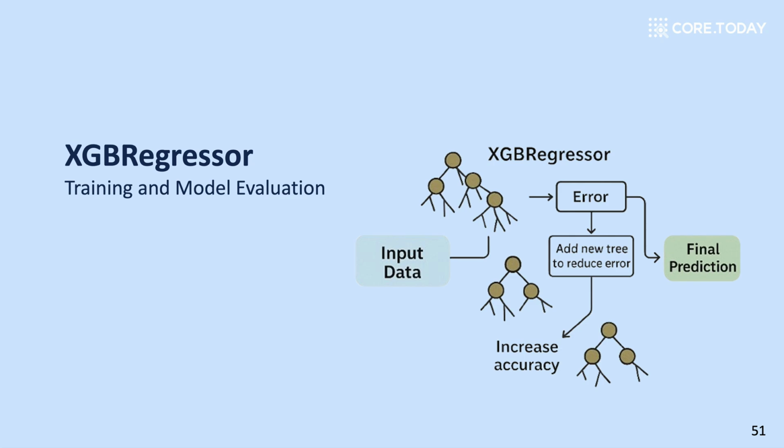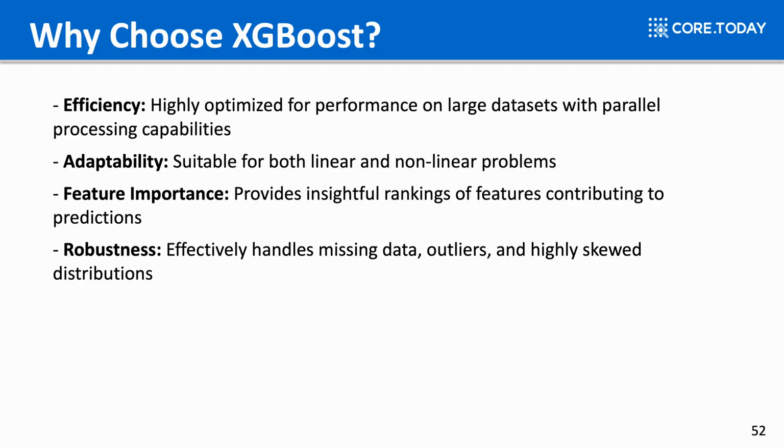Now, we transition to a more powerful regression method, the XGBoost regressor. This model addresses many limitations of simpler models like KNN by efficiently handling high dimensional data and providing better interpretability through feature importance analysis. XGBoost is a state-of-the-art algorithm in the world of regression.